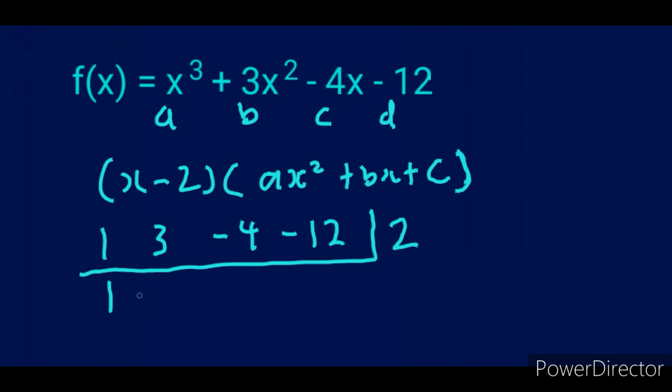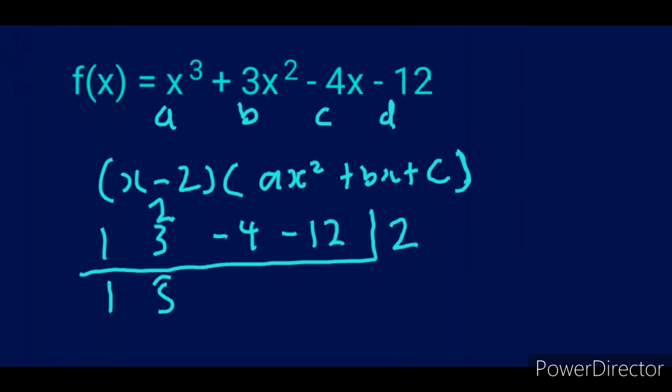The next thing you'll do is multiply these two. So 1 times 2 is 2, and you'll put the answer on top. The next thing you'll do is add 2 and 3. So 2 plus 3 is 5. And then you repeat the process again.